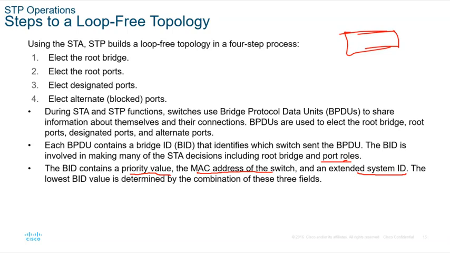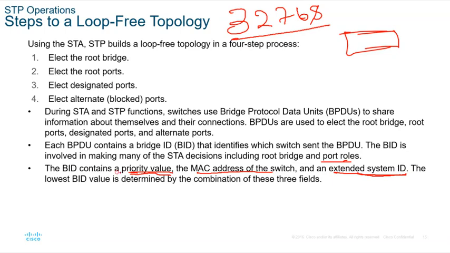By default, for all our switches, the extended ID and priority ID are the same. So it will be 32,768, something like this. That is the priority value for all.